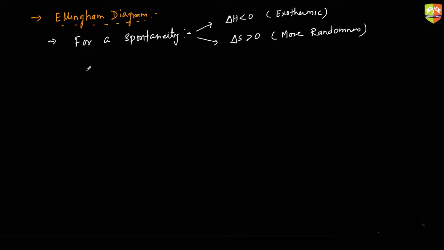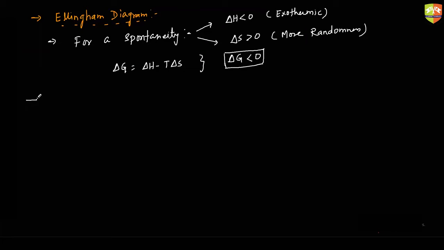Okay. Now, if I write down the relation and the combination of these two gives you this, delta G is equal to delta H minus T delta S, right? So overall condition, if I write for a spontaneous process, delta G must be less than zero. This we have already done in class 11, right? This is the condition we have for spontaneity.